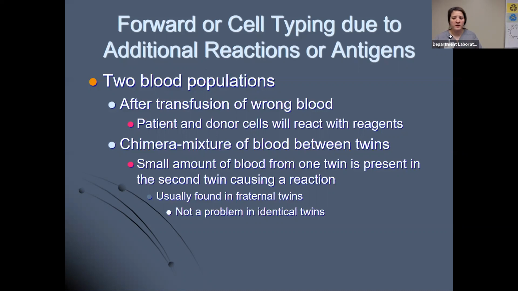There's also a phenomenon occurring when twins are in the womb. Sometimes blood exchange can occur between fraternal twins, and that could cause two populations of cells as well. I personally have never seen that, but it is documented. It can happen. We don't typically see that in identical twins, not usually an issue.